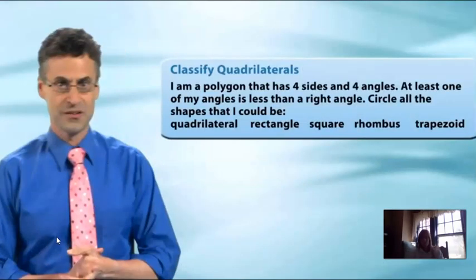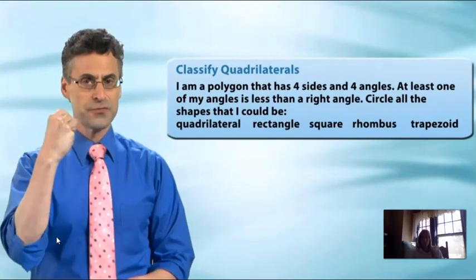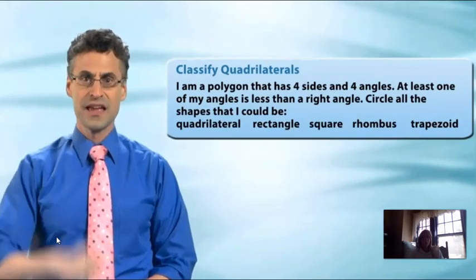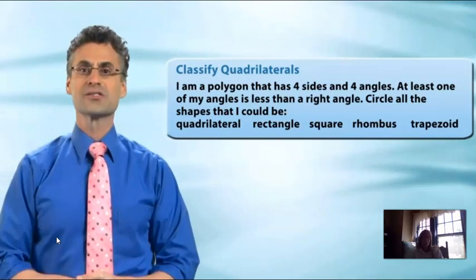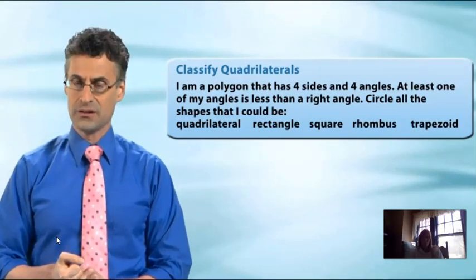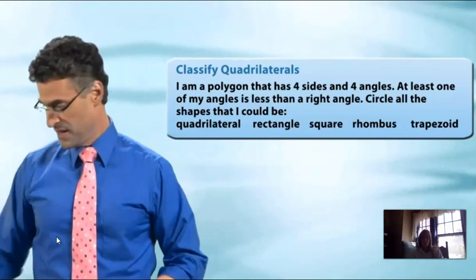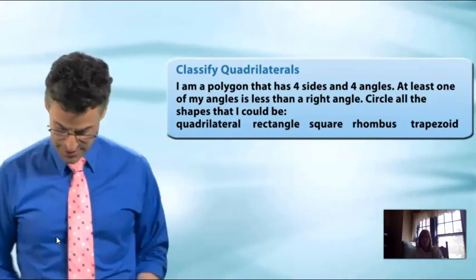Oh, hi, sorry. I was looking at myself in the mirror. Actually, this reminds me of a fun riddle where I tell you who I am, and you have to guess who I am. So let's see if we can figure this out for ourselves. I am a polygon that has 4 sides and 4 angles, and at least one of my angles is less than a right angle. Our challenge is to circle all the shapes that I could be, and no cheating by looking in the mirror, like I was just doing.